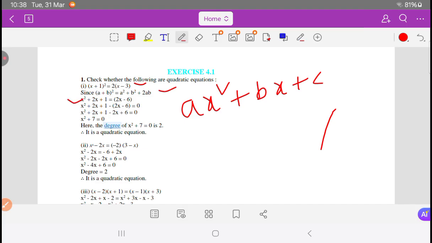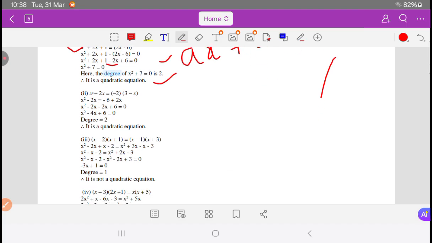Simplify this: x square plus 2x plus 1 equals 2x minus 6. Then rearranging, you will get x square plus 7 equals 0. So here the degree of x square plus 7 is 2. So it is a quadratic equation. Here we have to simply check whether the equation is quadratic or not. Second question, the same thing. Here the degree of the polynomial is 2, so it is a quadratic equation.